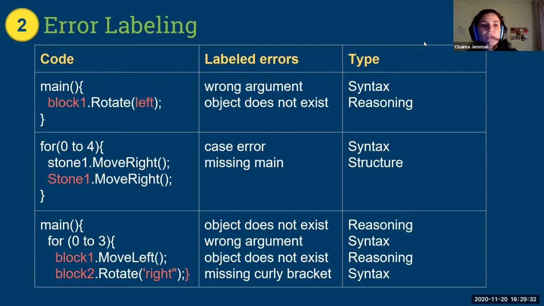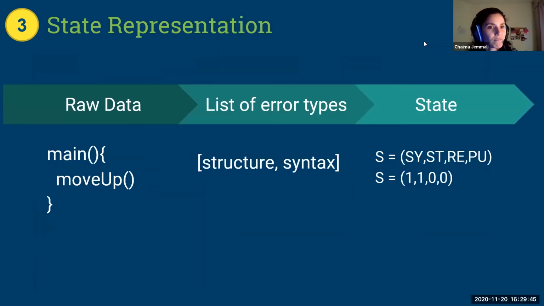So this is how it would look for a code submission. We find the errors, like wrong argument and object does not exist, and then we label them as syntax, reasoning, and so on. And so for each code submission, we would have a final state representation as numbers for each of the error types.